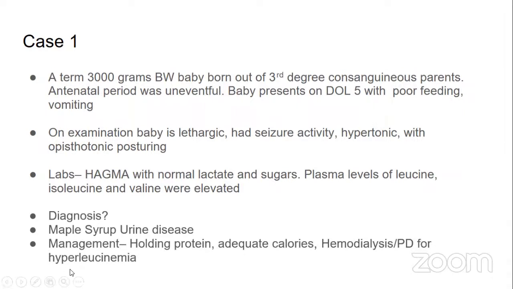So in this way we can diagnose the case. Coming to the management: withholding the protein intake for the baby and providing adequate calories through IV dextrose, and decreasing the substrate accumulation by either hemodialysis or peritoneal dialysis for hyperleucinemia. So let's go on. A thiamine trial is given, 10 mg per kg per day, which is found to be useful in babies with maple syrup urine disease. This is given for a period of 4 weeks.